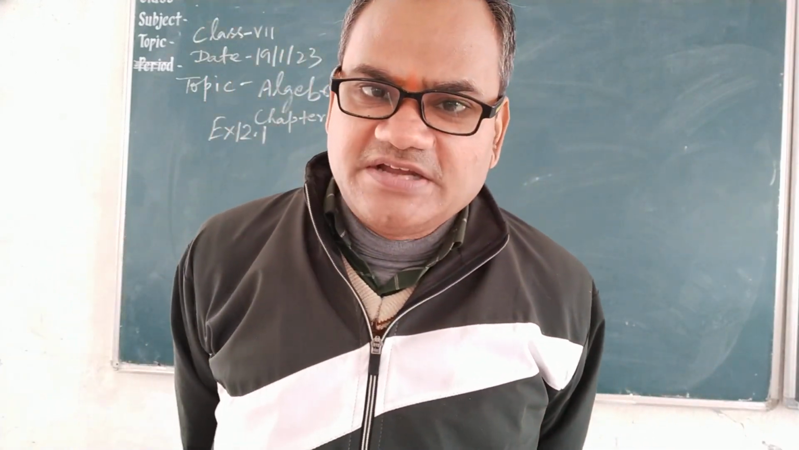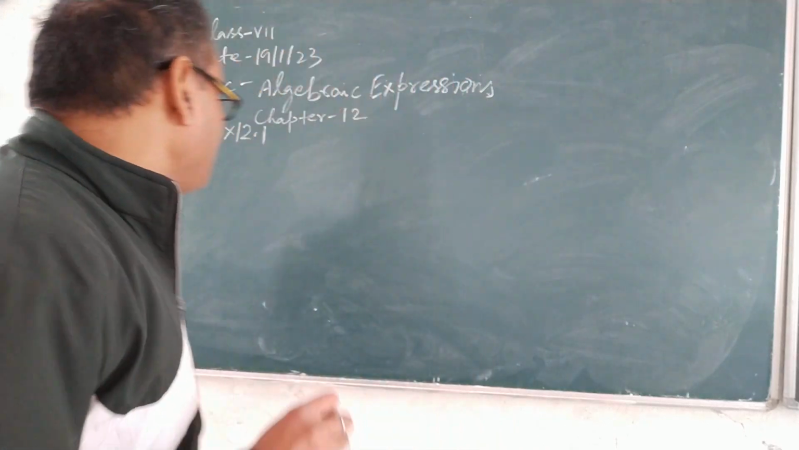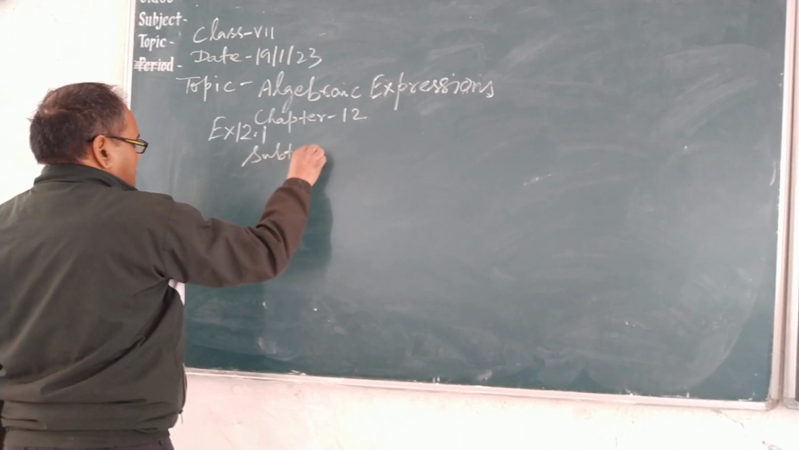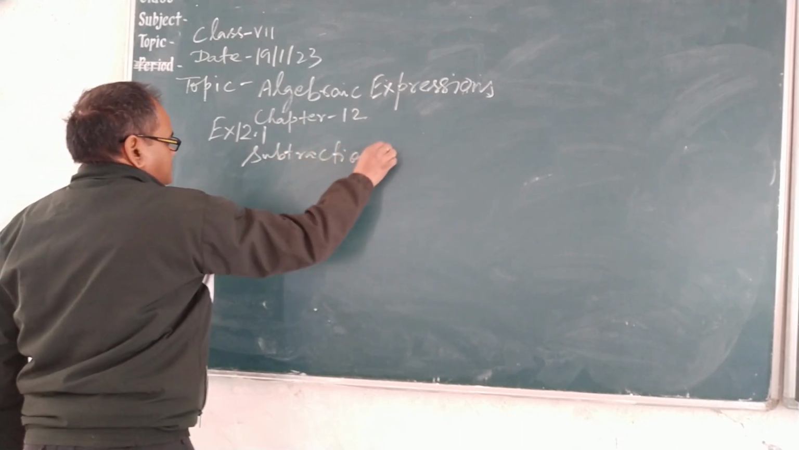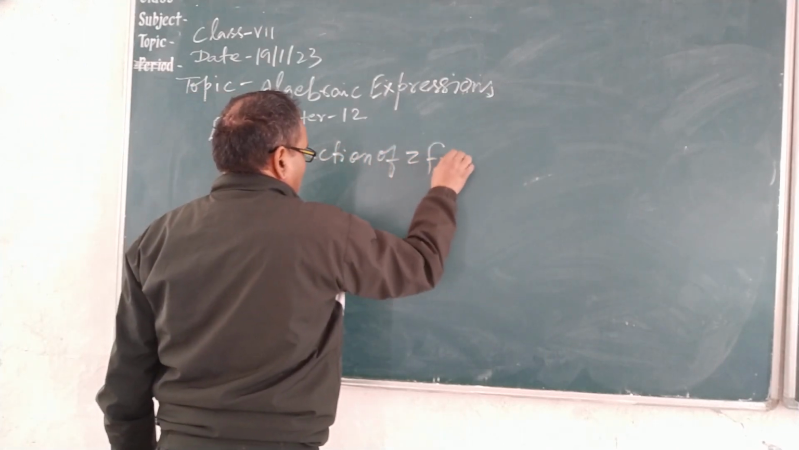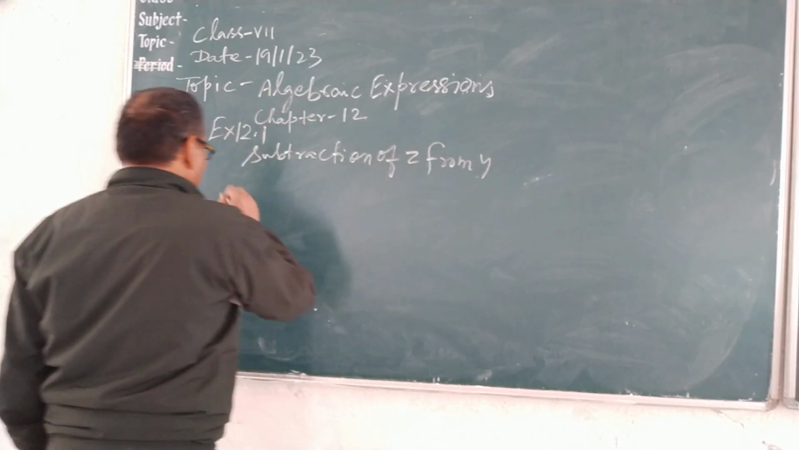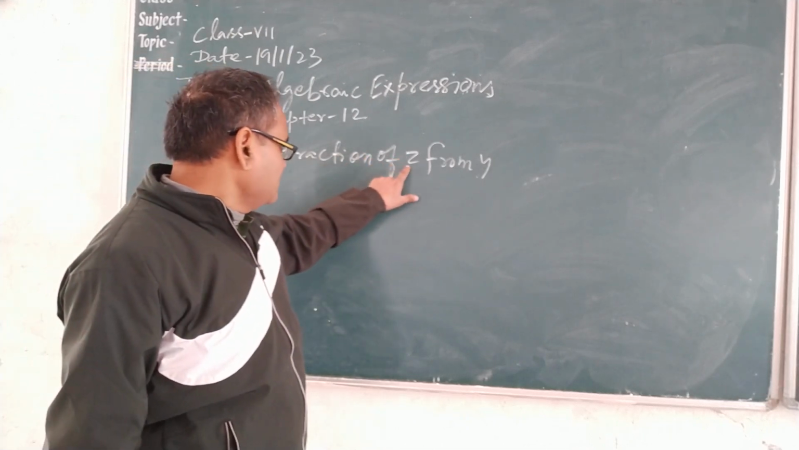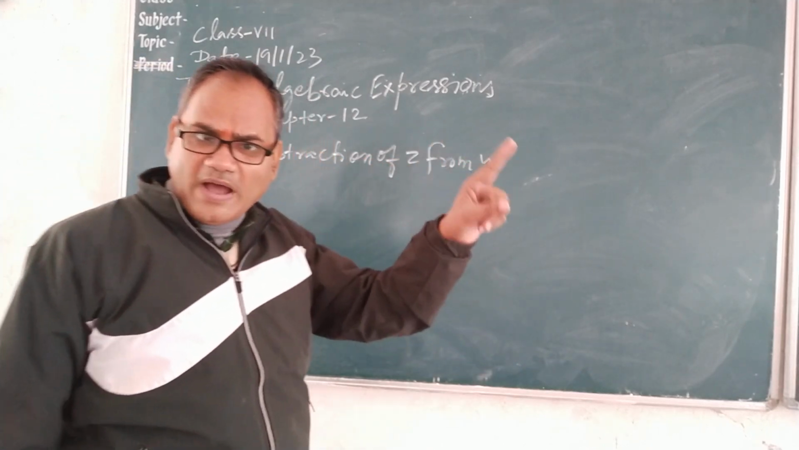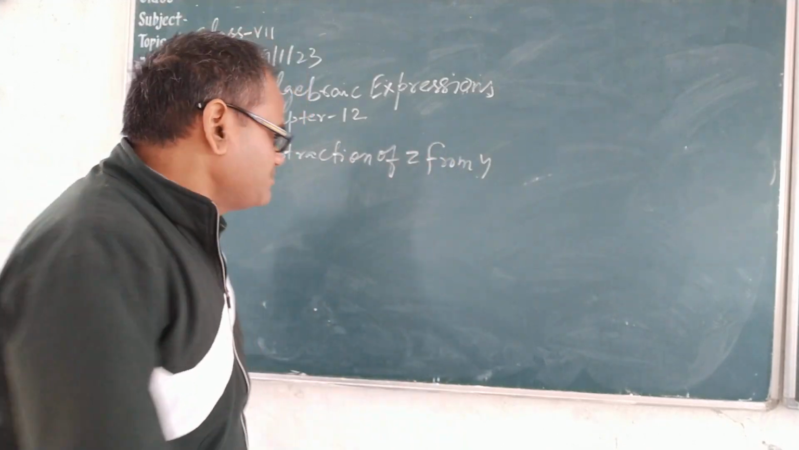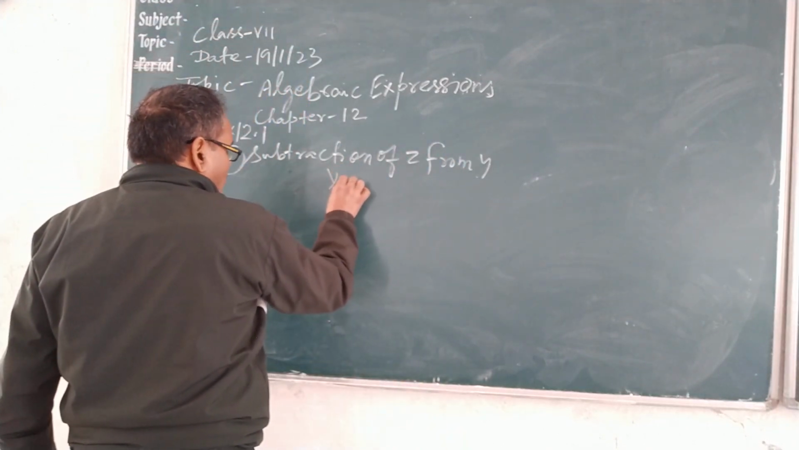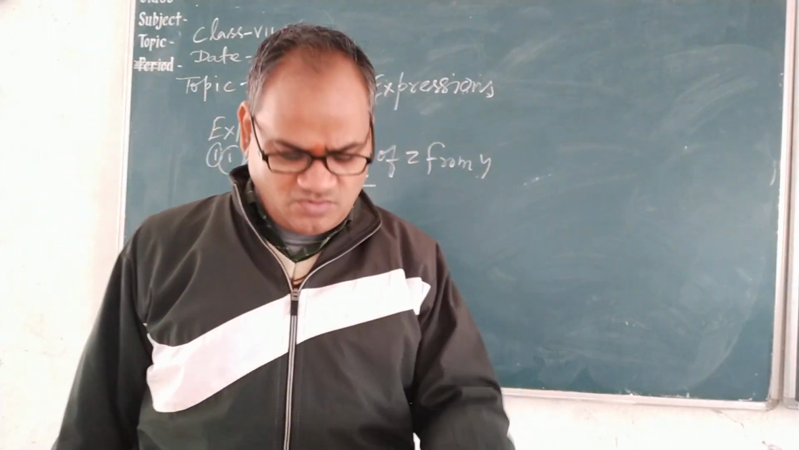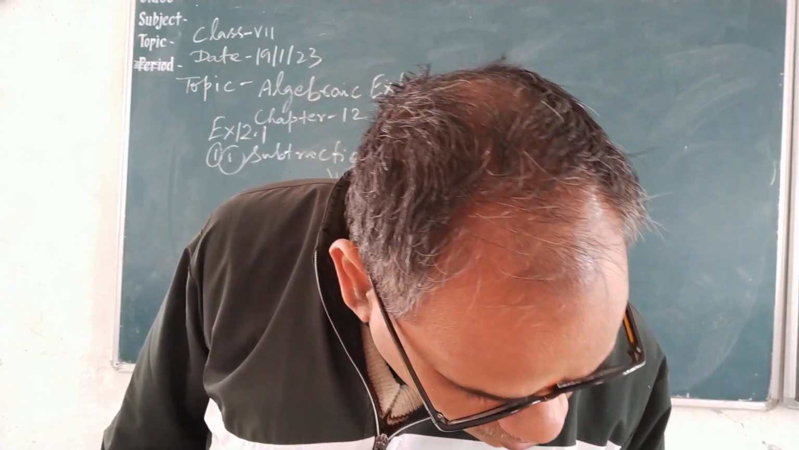Subtraction of z from y. Okay, this is question number 1 first. Now, subtraction of z from y. From y you have to subtract z. It means your expression will be y minus z. Y minus z. This is your answer. Okay. Now you can see question number 2.